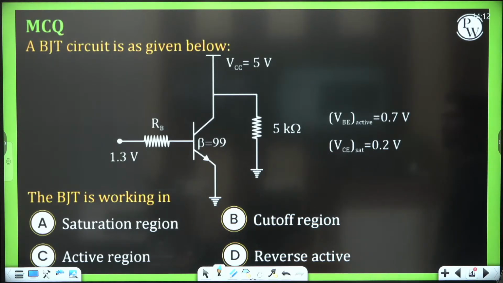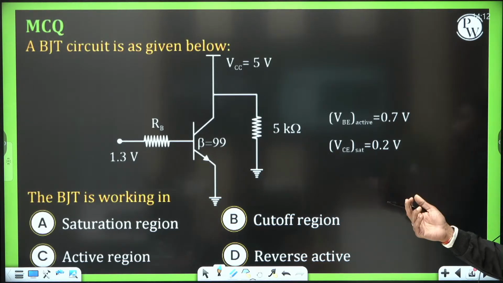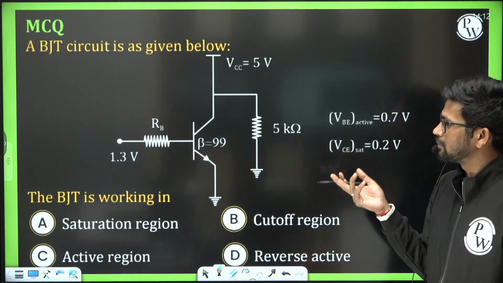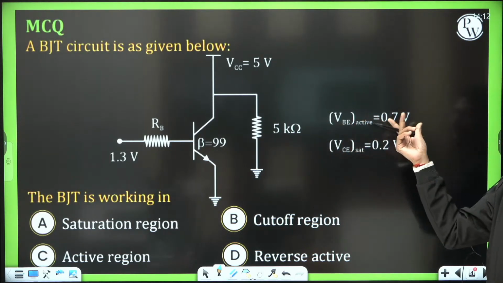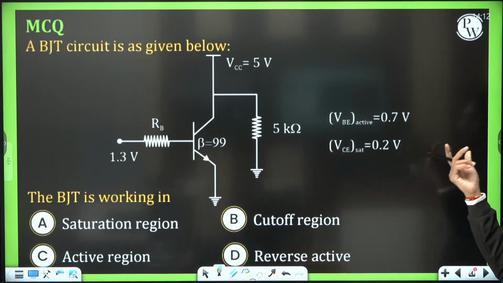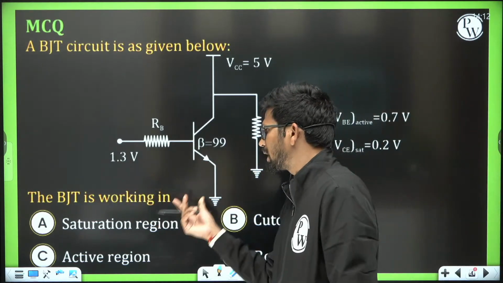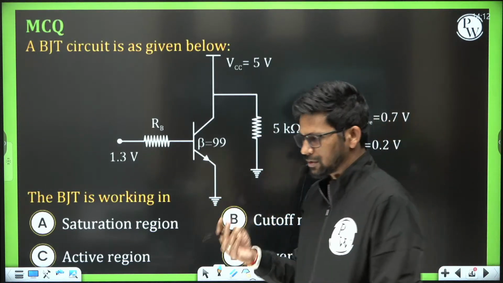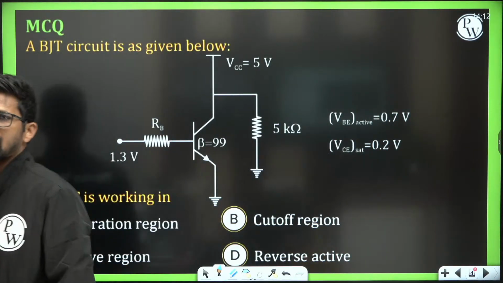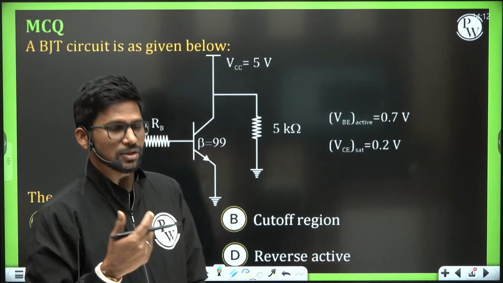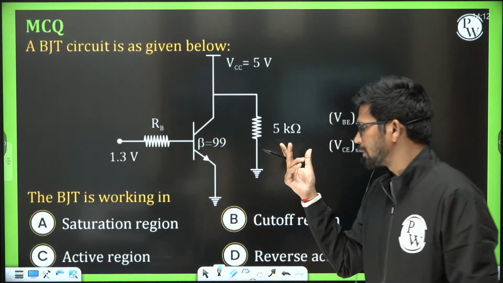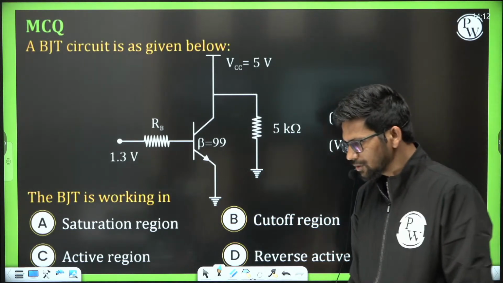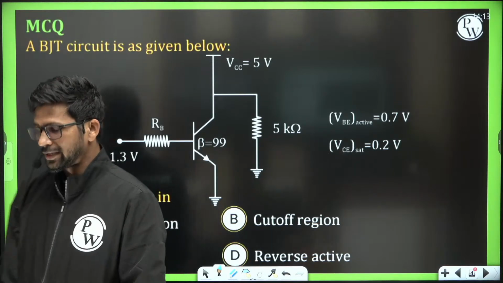Everybody try to solve it. It is an MCQ question. Last one was the NAT question. A BJT circuit is as given below. You can see that circuit. VBE active is given as 0.7 volt. VCE sat is given as 0.2 volt. The BJT is working in saturation region, cutoff region, active region, or reverse active region. There are 4 regions of operation of a BJT, depending upon which junction is forward biased and which junction is reverse biased. On the basis of that, you are asked to find out the region of operation. Try to solve it and tell me the answer.